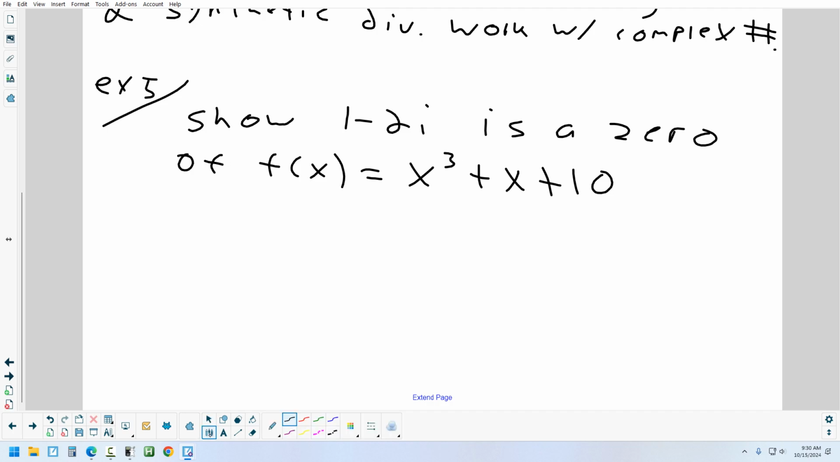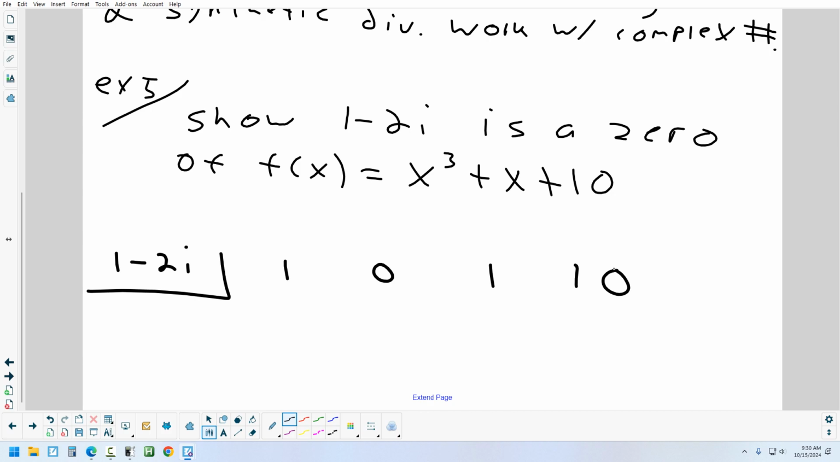So the number that you're trying to prove is a root, you put on the outside. And then you put your coefficients on the inside. Can somebody tell me what my coefficients would be in this case? Yep, 1, 0, 1, and 10. Good. 1, 0, 1, 10. You've got to put in a 0 for that x squared.